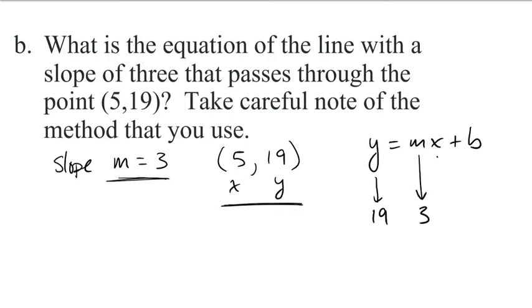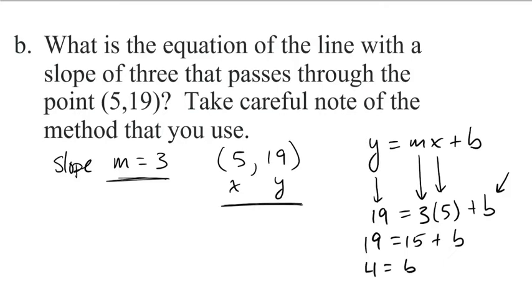And we've also replaced the x value from our point, which is 5. When we replace those things, the only thing we have left is this one parameter that we don't know. We don't know what b is. So 19, of course, is 15 plus b. Therefore, 4 is the value of b. The equation is then y equals 3x plus b.